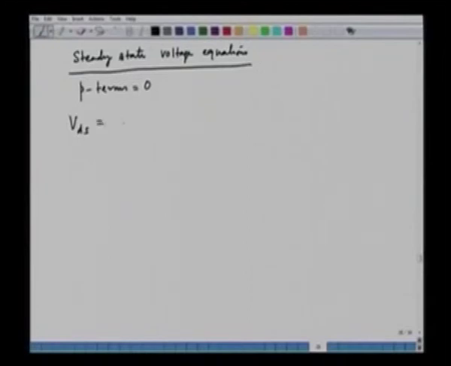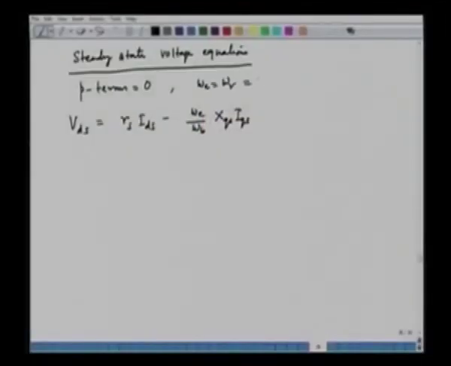So, we can write down the D axis voltage, that is equal to RS IDS minus the rotationally induced EMF, and the rotationally induced EMF is omega E by omega B into XQS IQS. So, this is the equation in the rotor reference frame. We do not have any P term because the flux linkages are constant, and we have omega E, and please remember that omega E is the same as omega R, and that is also constant. We are talking about the constant speed operation, and at constant speed the electrical speed is the same as the electrical frequency of the current. So, this is what we have here, and then what about the Q axis?